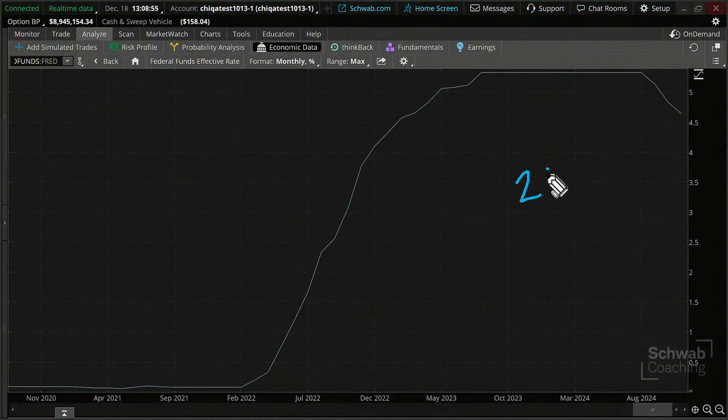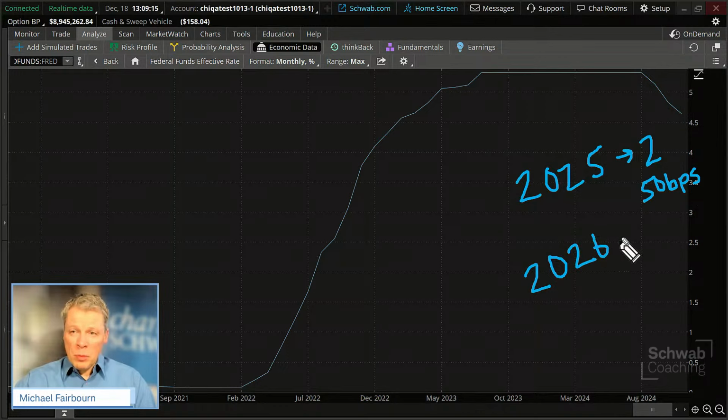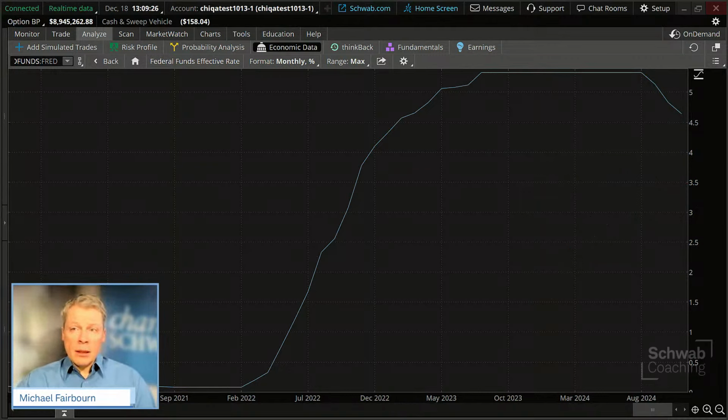So 2025, they were shooting for 4 cuts. Now they are shooting for 2, and that's going to be 2 25 basis point cuts. And so that's a total of 50 basis points, 50 BPS, and for 2026, it's the exact same thing, 50 basis points. So the market initially back in March, the expectation was for 4 for 2025. We are getting 2 now. So kind of put that in context a little bit.